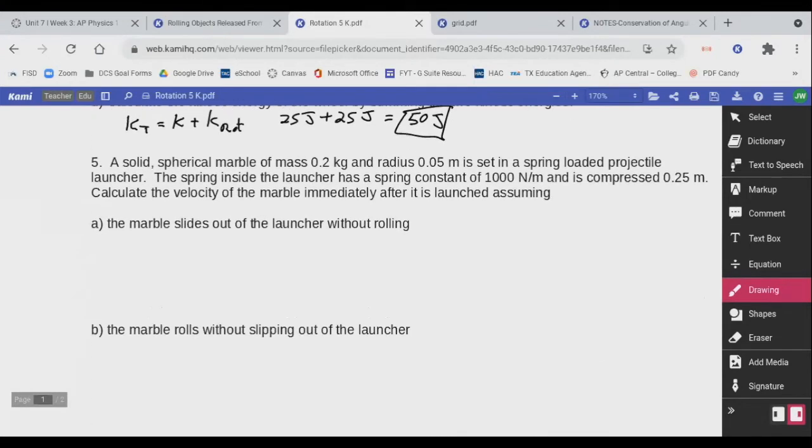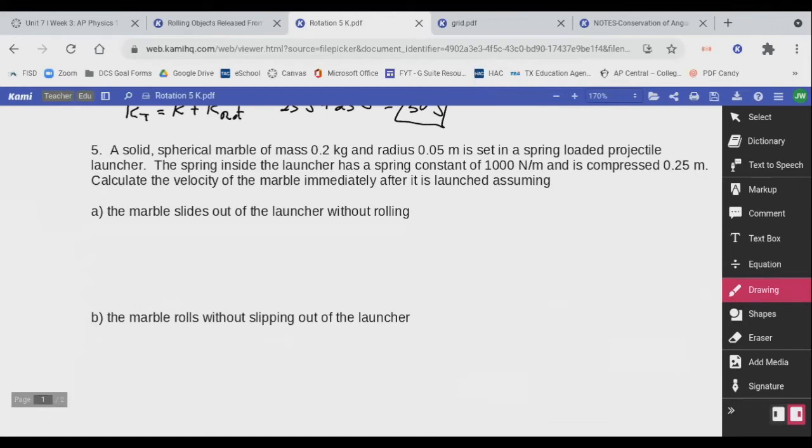All right, we have a solid spherical marble. So for a spherical marble, we can just go ahead and say I is 2/5 m r squared. Whether we need it or not, I like to get stuff in the margins so I can refer back to it. I've got mass equal to 0.2 kilograms. The radius is equal to 0.05 meters.